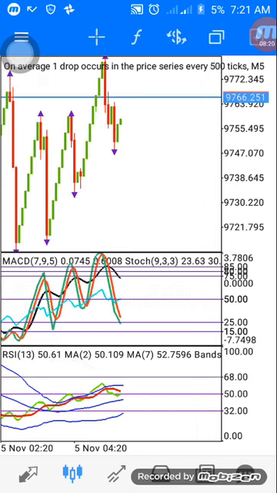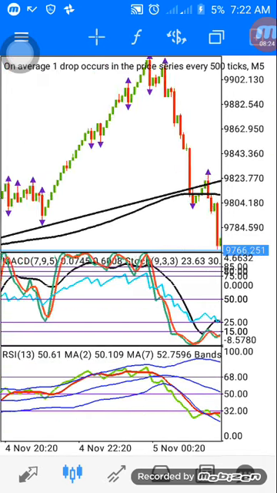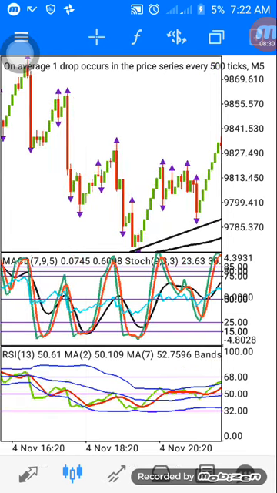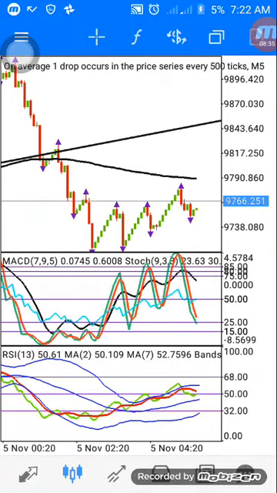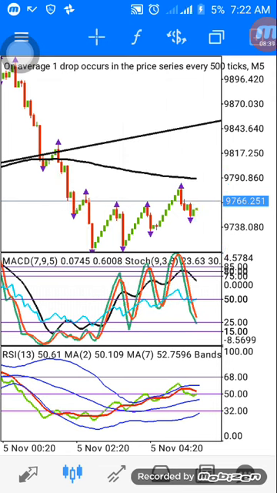Alright, now this is the strategy. How do we trade this strategy? It is very simple and very easy. We trade it when we see crossovers. We trade crossovers. Now let us see it like this. When do we enter? This is the 5 minutes time frame. Now with this strategy, you stay longer in the market depending on the time frame that you get the signals from.